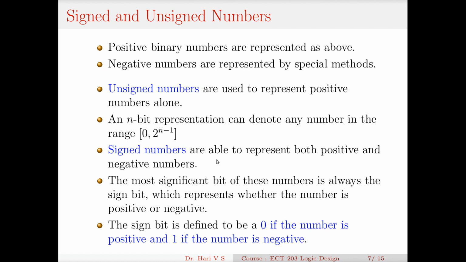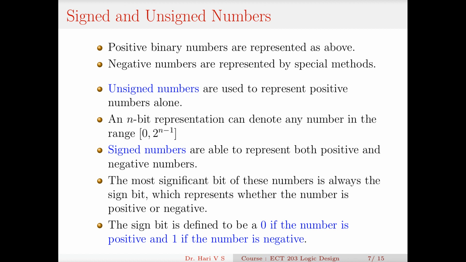Signed numbers are able to represent both positive and negative numbers, whereas unsigned numbers represent only positive numbers. The leftmost bit is the most significant bit, and the rightmost bit is the least significant bit. Why do I call it the least significant bit? Even if that bit is flipped, a 0 becomes a 1 or a 1 becomes a 0, there is very minimal change in the value of the number. But that is not the case with the leftmost bit. If that 1 becomes a 0, there is a great change in the value. So that is called the most significant bit.